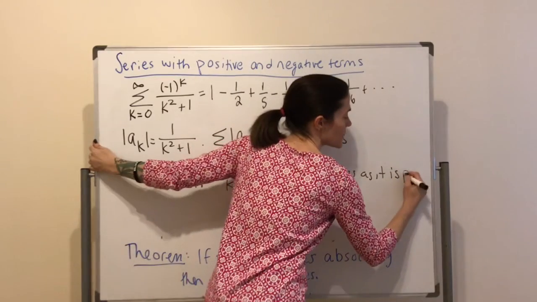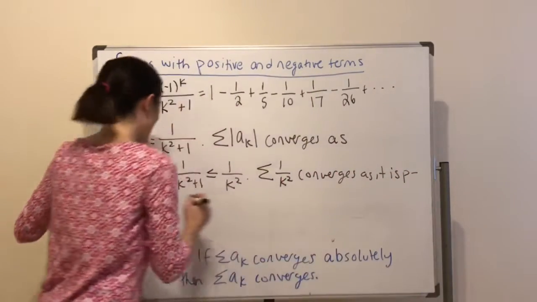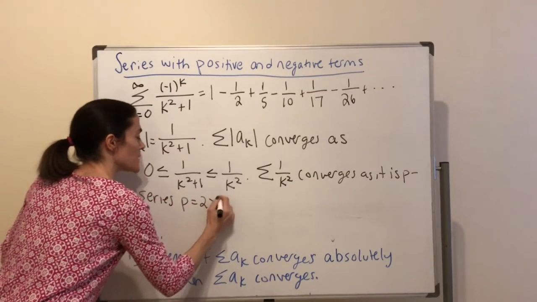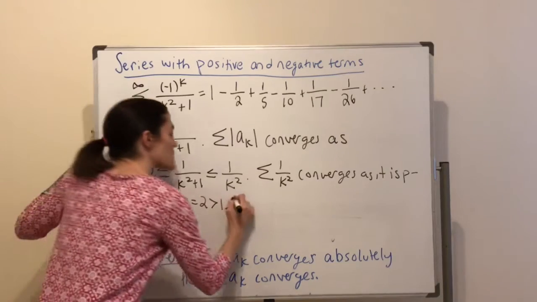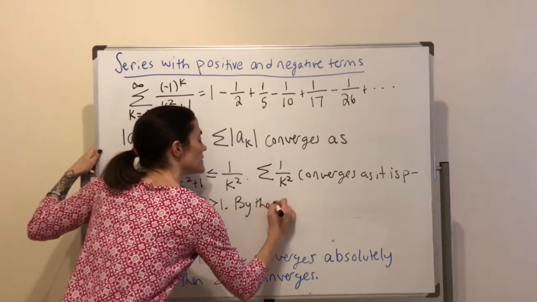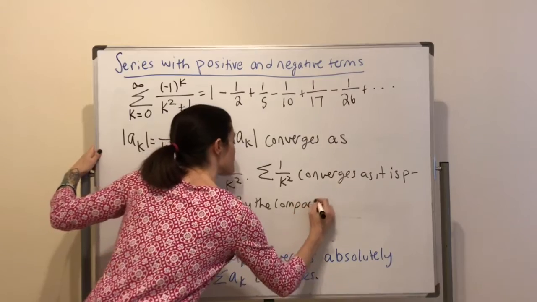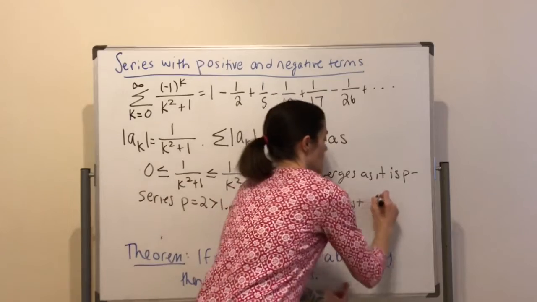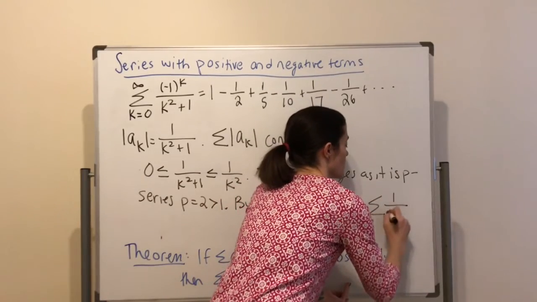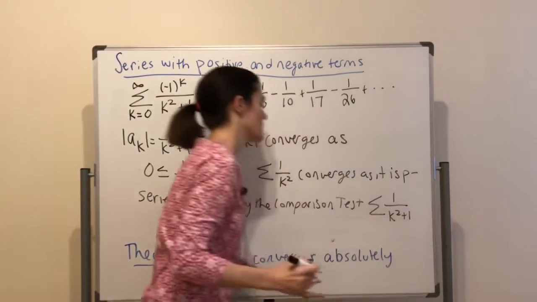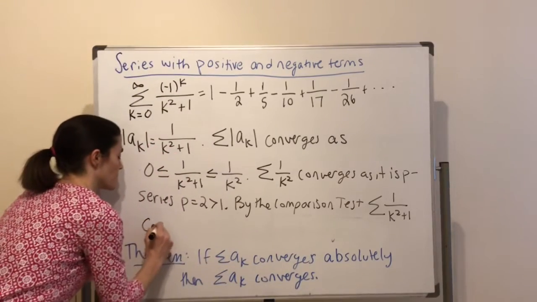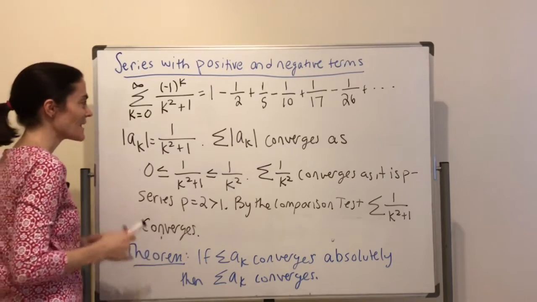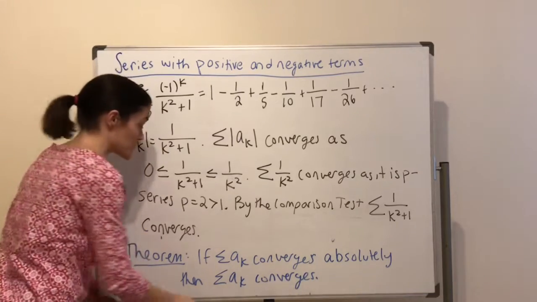Oh, I think I can fit p. Oh, maybe not. I'll just write p in the series here. P series, p equals 2, bigger than 1. And so by the comparison test, this series, 1 over k squared plus 1, converges. Okay? What does that say about the series I'm interested in?